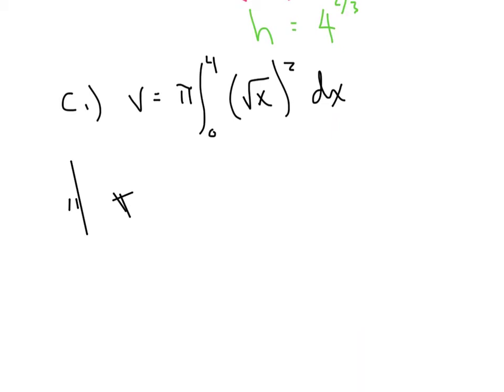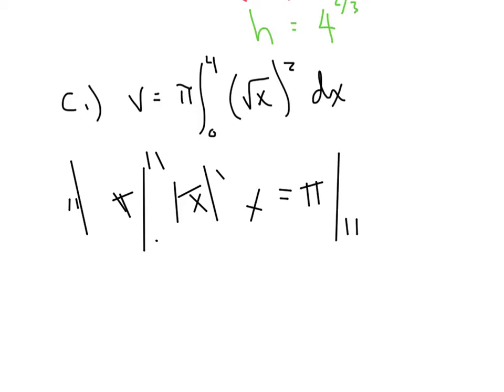Let's say pi times the integral from 0 to k of radical x squared. And of course, if you want to call that just x, be my guest. And that has to equal pi times the integral from k to 4 of radical x quantity squared. You could divide both sides by pi to eliminate those, and then you just do your integrating, plug in your bounds and solve for k. Very similar to what you did in B.